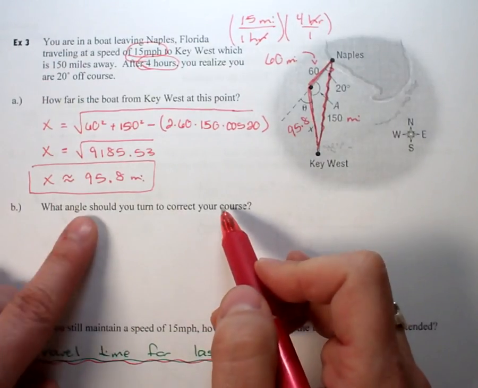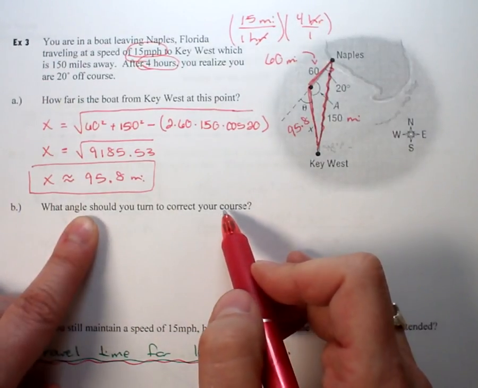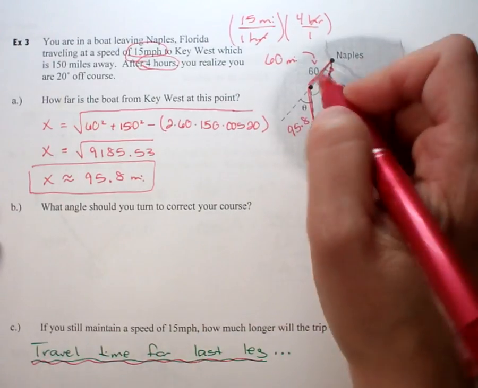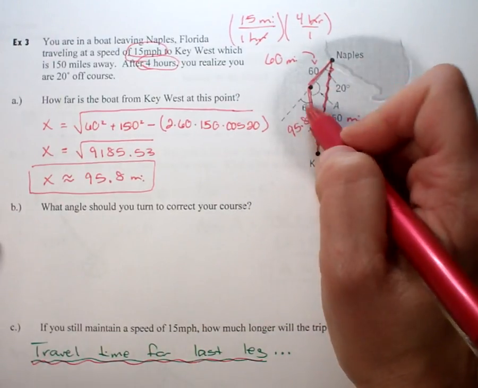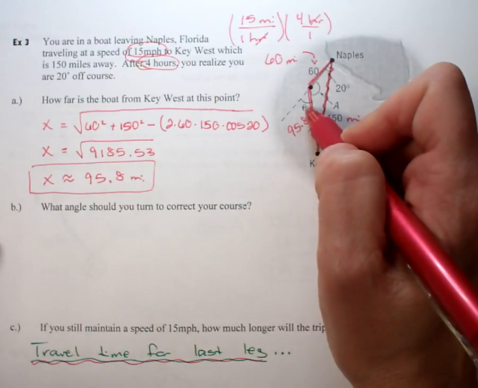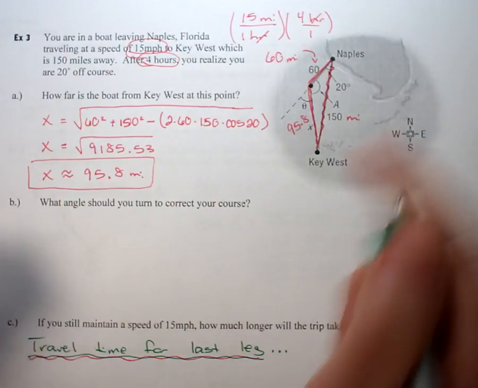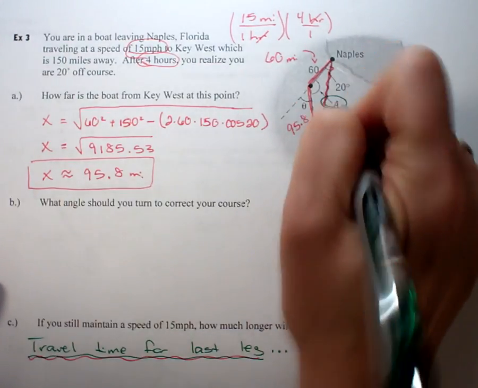The next question is what angle should we turn to correct our course? So in order to make our turn, we ultimately need to find this theta, but before we do that, we're going to find this angle A.